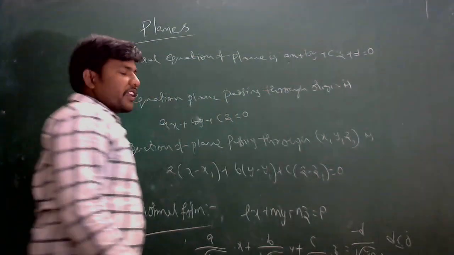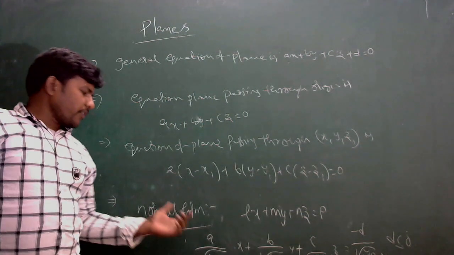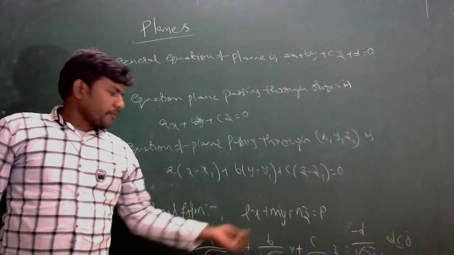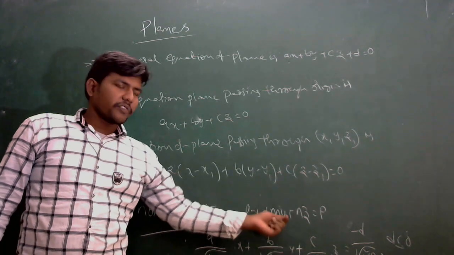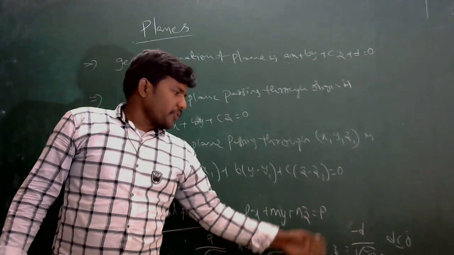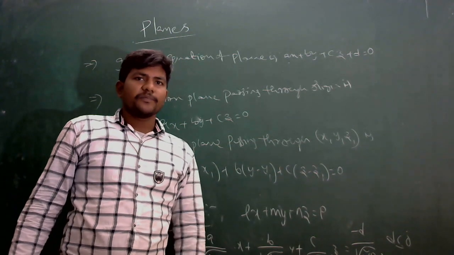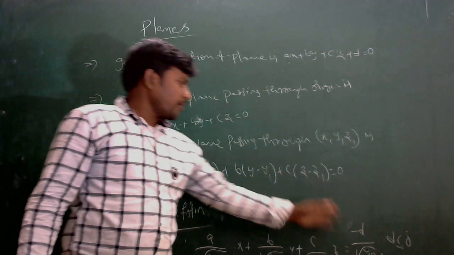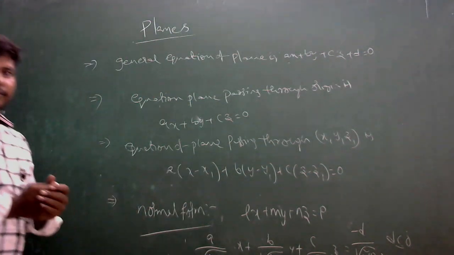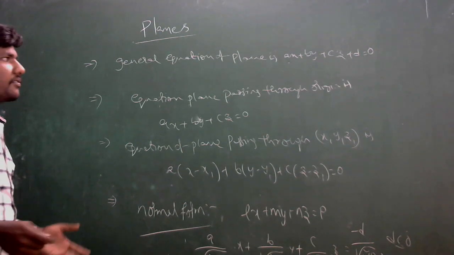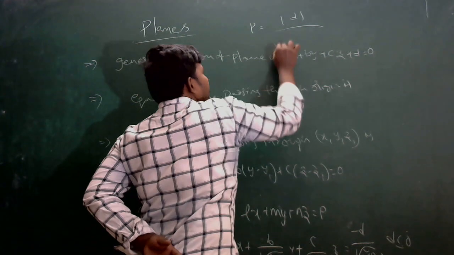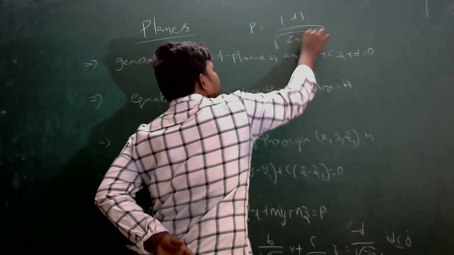If d is greater than or equal to 0, the normal form of the equation is minus a by root of a square plus b square plus c square into x, minus b by root of a square plus b square plus c square into y, minus c by root of a square plus b square plus c square into z equal to d by root of a square plus b square plus c square. From both equations, we can write the perpendicular distance to the plane from the origin, p, equal to mod d by root of a square plus b square plus c square.